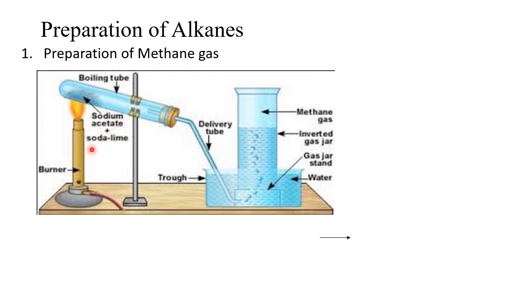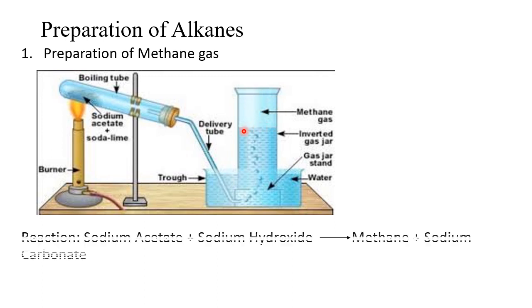Then you also react it, you mix it with soda lime. Soda lime is just simply sodium hydroxide. I'll show you the reaction. So you mix it and put it in your boiling tube, and you heat the mixture. When you heat the mixture, the reaction will take place, and what will happen is that methane gas will be collected up there in this inverted gas jar. Alright, so let's look at the reaction.